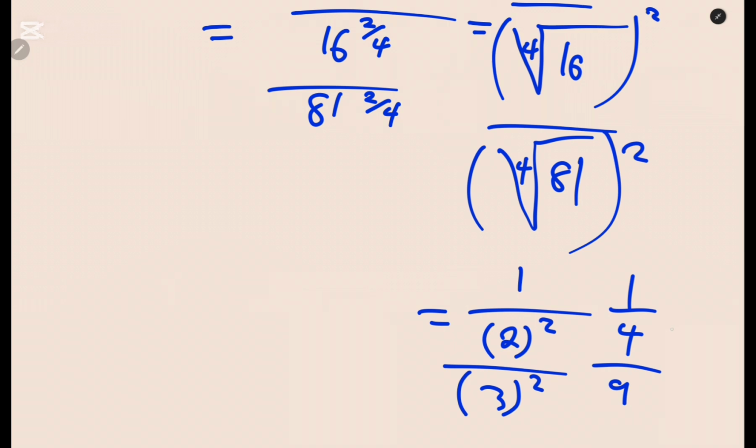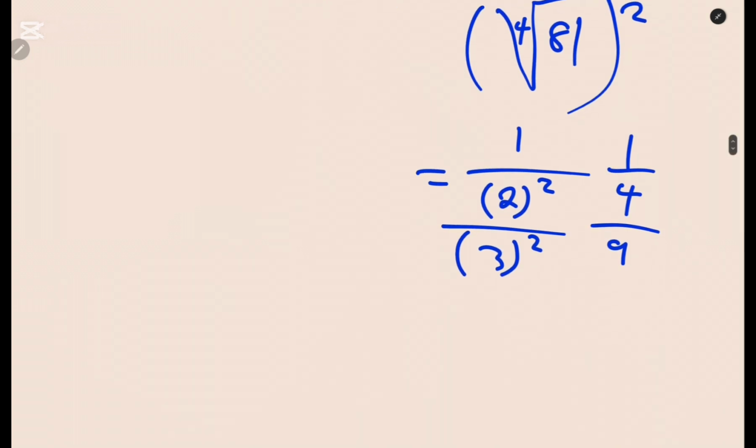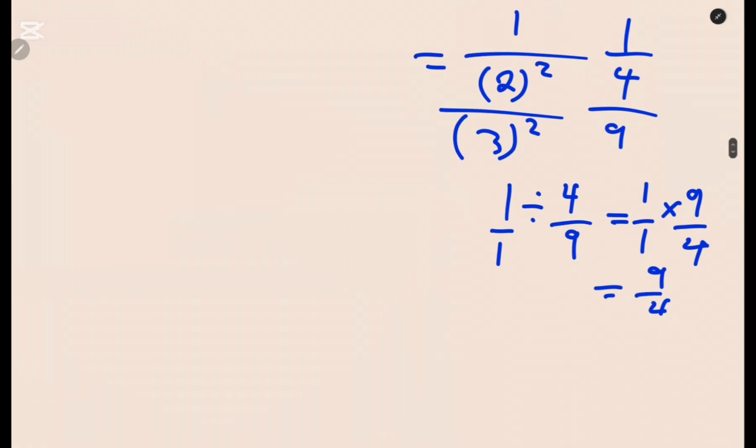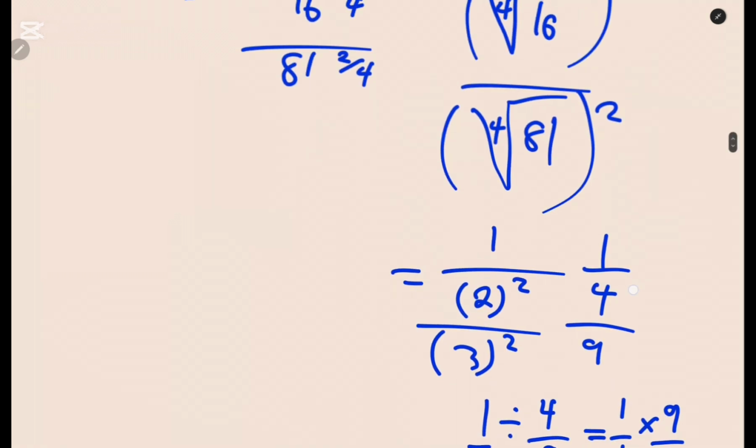Okay, now at this point, what do you have? At this point, you have 1 divided by 4 over 9. Now you know when you are dividing, what happens? You reciprocate. So 1 over 1 multiplied by 9 over 4, and this is going to be 9 over 4. And that is the answer. I guess there's no confusion.